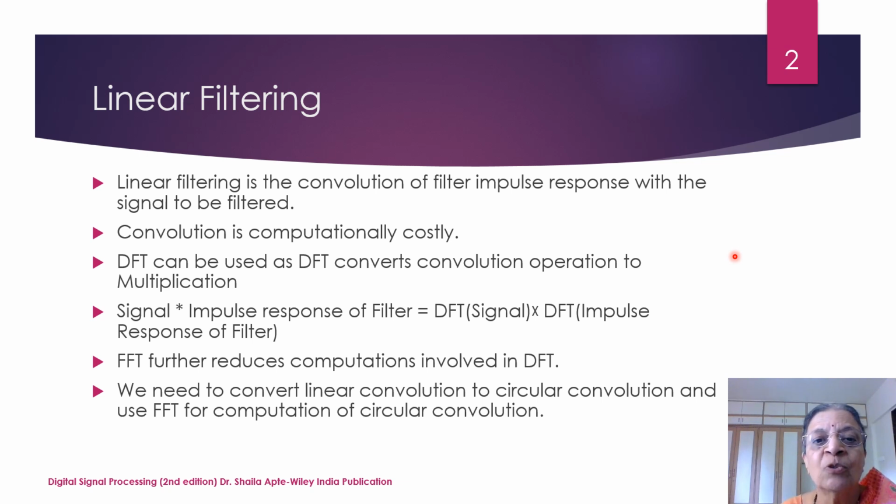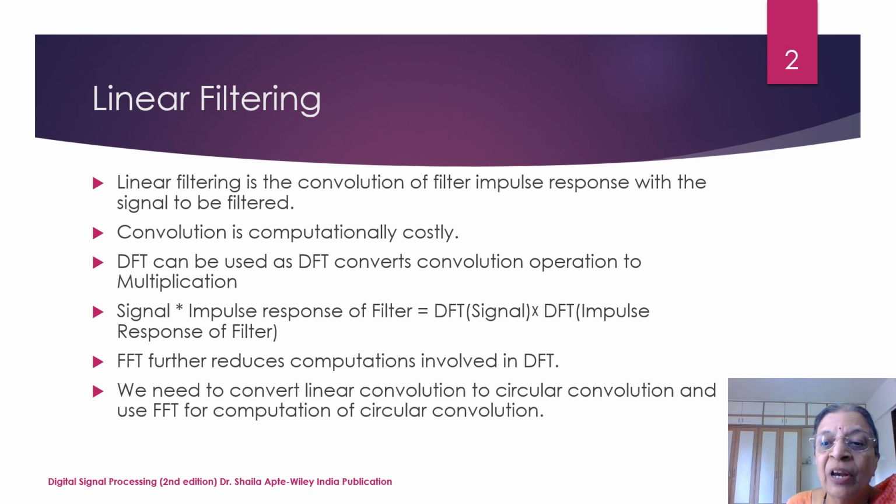Now, convolution is computationally very costly. So we want to somehow avoid convolution. We want to convert it into multiplication, which is easy to compute. So, we can use DFT. The DFT converts the convolution operation into multiplication. So if we have a signal convolved with the impulse response of the filter, after we take the DFT, it will be a multiplication of the two DFTs, the DFT of the signal and the DFT of the impulse response. After multiplication, of course, we have to take the inverse DFT.